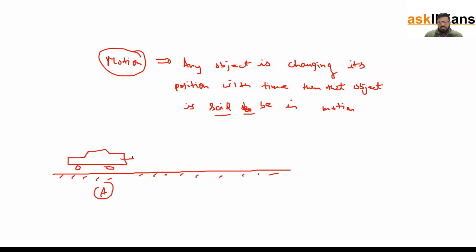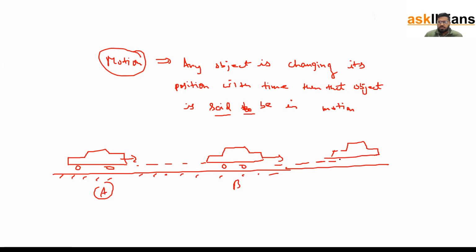Now after some time, as it is traveling towards the right, it will be somewhere here. Yes or no? Suppose it is B. After another interval of time, it will be somewhere here. Yes or no? So it is constantly changing its position with time. So we will say the car is in motion.